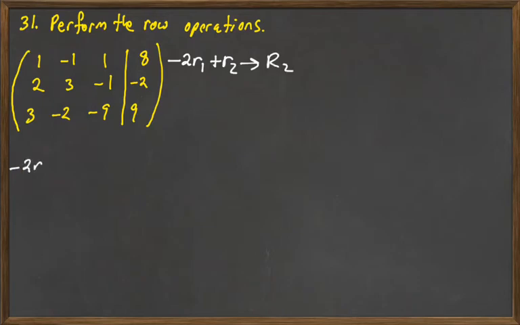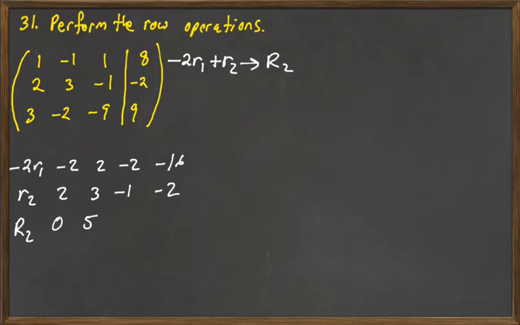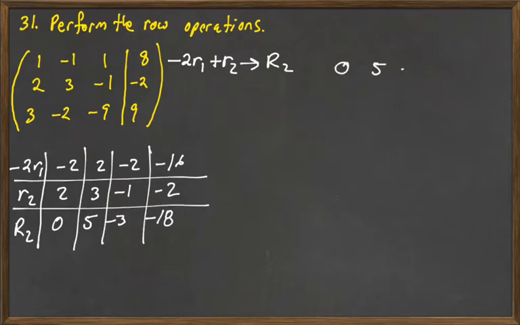So we're going to take row 1 and multiply it by negative 2. So it gives us negative 2, 2, negative 2, and negative 16. Row 2 is 2, 3, negative 1, and negative 2. And our new row 2 is 0, 5, negative 3, and negative 18. So we'll go ahead and write that there.